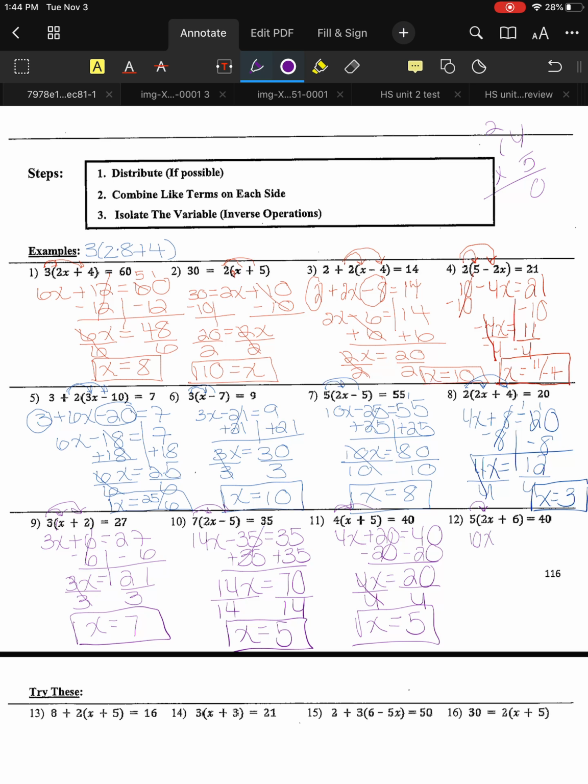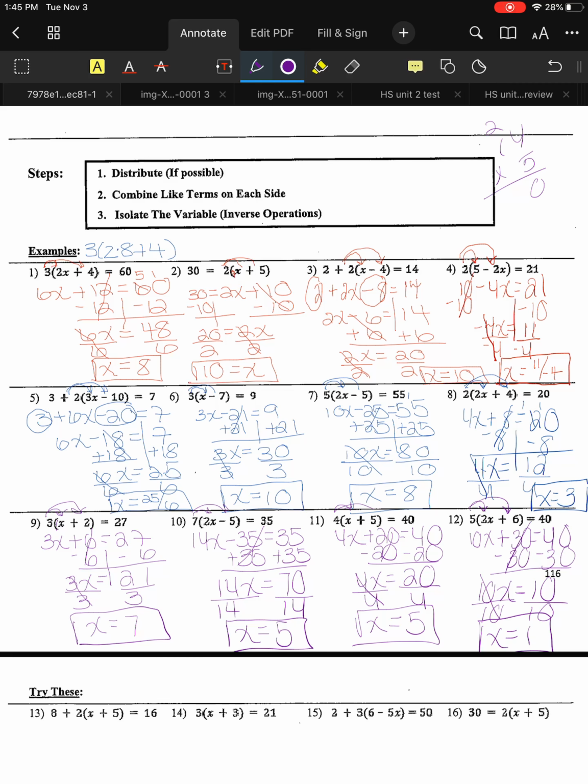And then the last problem, 5 times 2x is 10x. 5 times 6 is 30, which is equal to 40. Subtract 30 from both sides to get that 10x alone. 10x equals 10. The opposite of multiplying by 10 is to divide by 10, and I now have x is equal to 1.